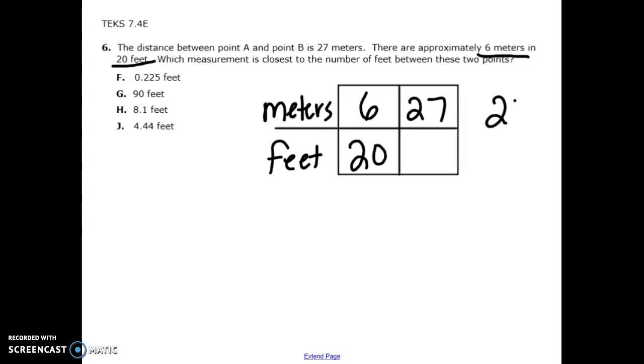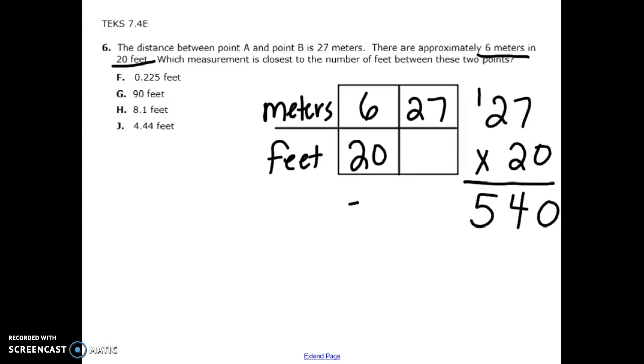So 27 times 20. Here's the trick for that. Here we have the zeros. 2 times 7 is 14. 2 times 2 is 4 plus 1 is 5. So the answer is 540. Now we have to do 540 divided by 6. Well, that would be 90 because 6 goes into 54 9 times, and then we have to remember the 0. So the answer to this is 90 feet. And that answer seems reasonable. If the one side is 32 feet, 90 seems reasonable.